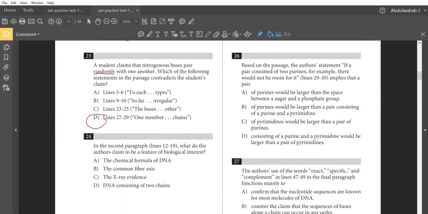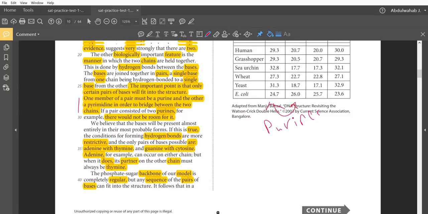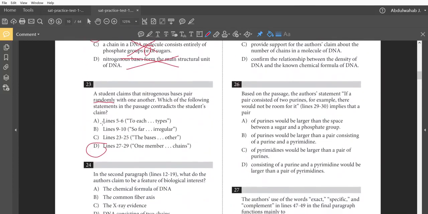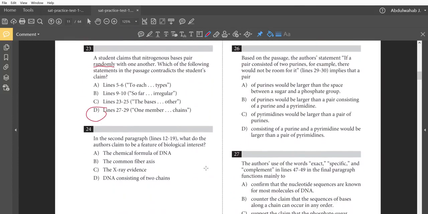In the second paragraph, lines 12 to 19, what do the authors claim to be a feature of biological interest? So 12 to 19. The first feature of our structure, which is of biological interest, is that it consists not of one chain, but of two. Go back down. The chemical formula of DNA, not exactly. I could already see the right answer, which is DNA consisting of two chains, of course. Neither is this or this. So it's definitely D. This shouldn't take a lot of time.